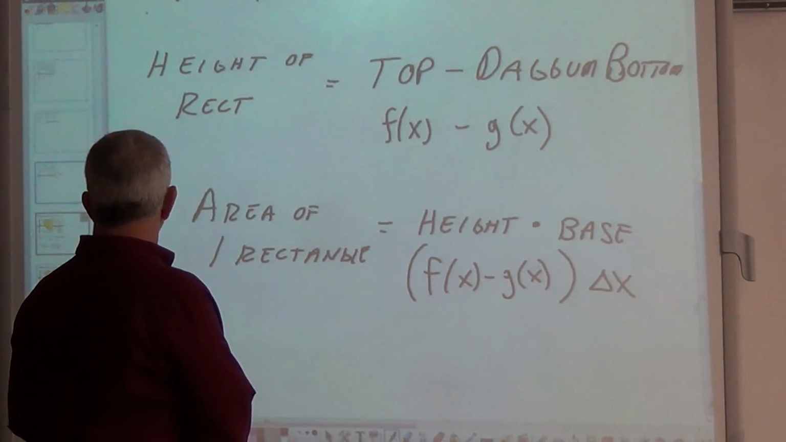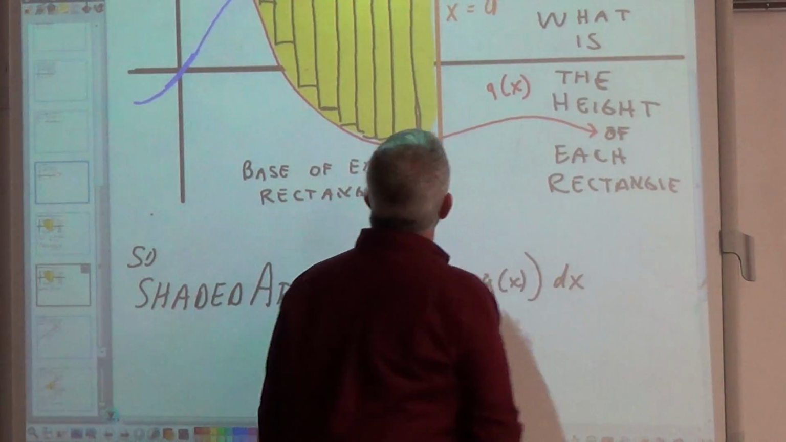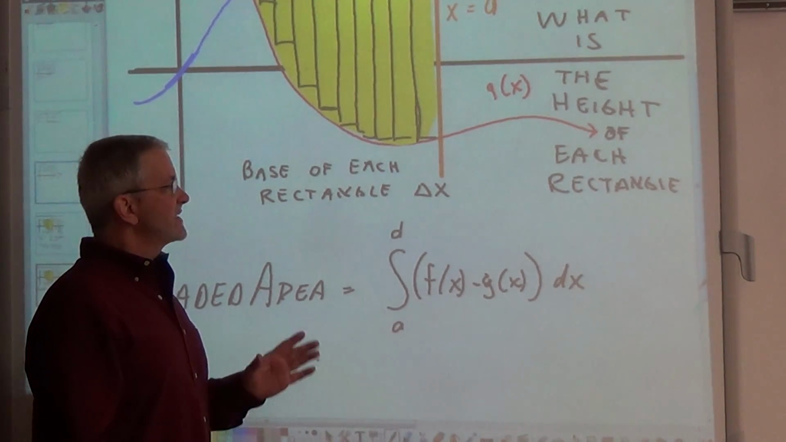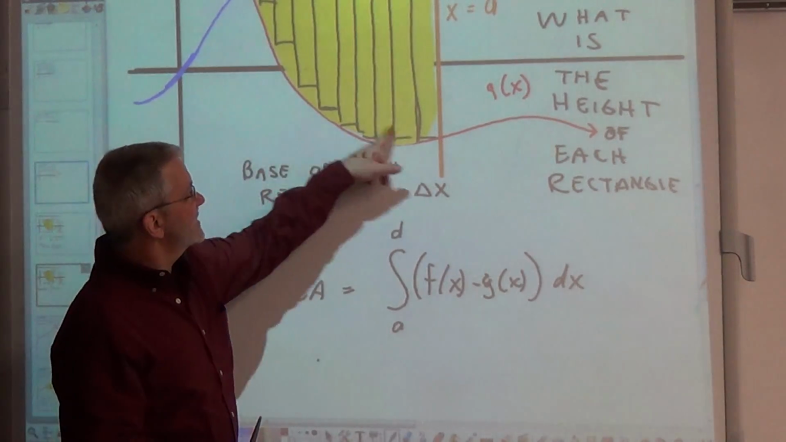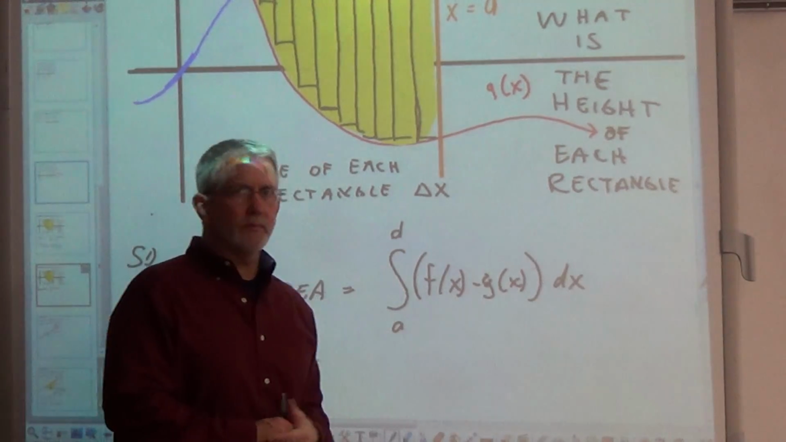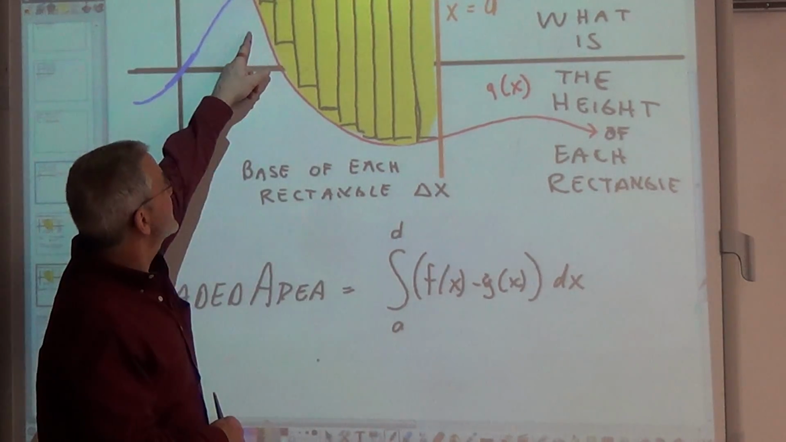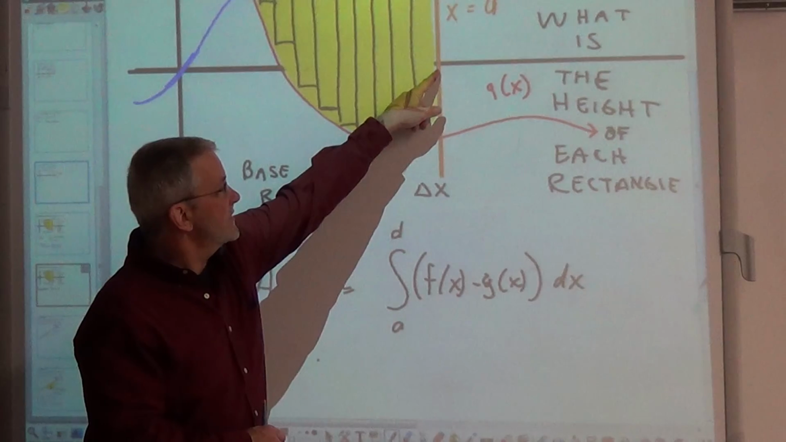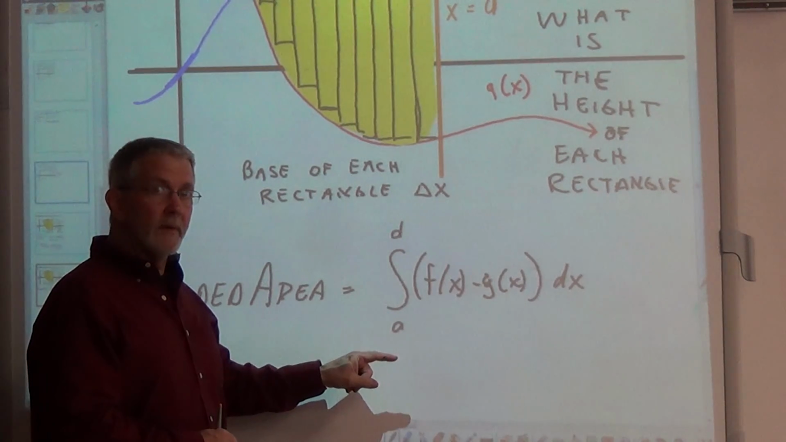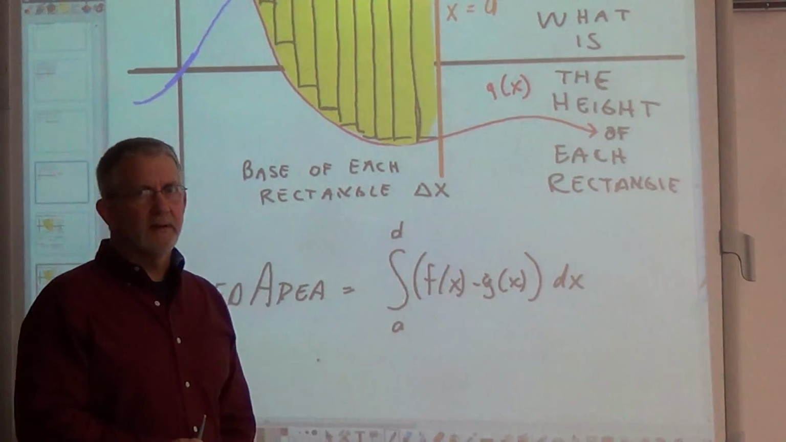Well, we don't want the area of one rectangle. We want all of those rectangles. So we want the shaded area. And the shaded area is going to be the sum of all of those skinny little rectangles. The height of all the rectangles, the base of all the rectangles. How many rectangles are we going to add up? We are going to add those rectangles up from this x value a to this x value d. So the shaded area is going to be the integral from a to d of f minus g dx.